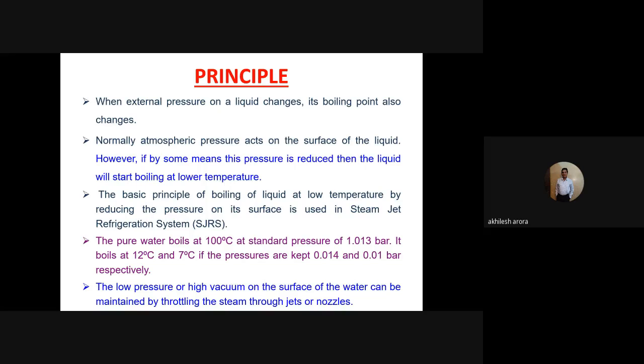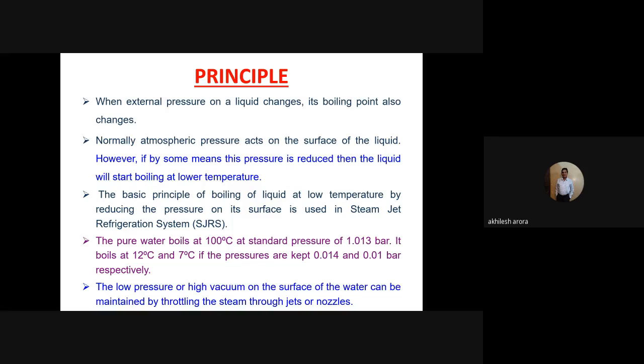When external pressure on a liquid changes, its boiling point also changes. You must be knowing that if we talk about water, at atmospheric pressure it boils at 100 degrees Celsius. If we reduce the pressure, in that particular case, the boiling point will also change. So if I reduce the pressure to say 0.9 bar, then the boiling point may be somewhere around 92 or 93 degrees instead of 100 degrees Celsius. So that is the meaning of the first line actually.